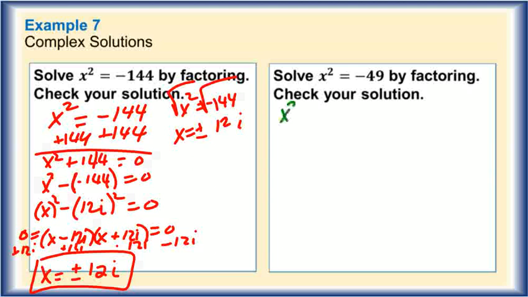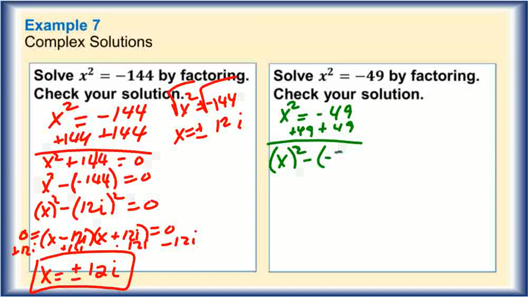Next one, I have x squared equals a negative 49. If I do the factoring, I would add 49 to both sides. Now if I do it as a difference of two squares, I would have x squared minus a negative 7 squared. This negative 7 squared is 49. To make this a plus 49, I would need a negative here. Actually, this would be a 7i. So x squared minus 7i squared.